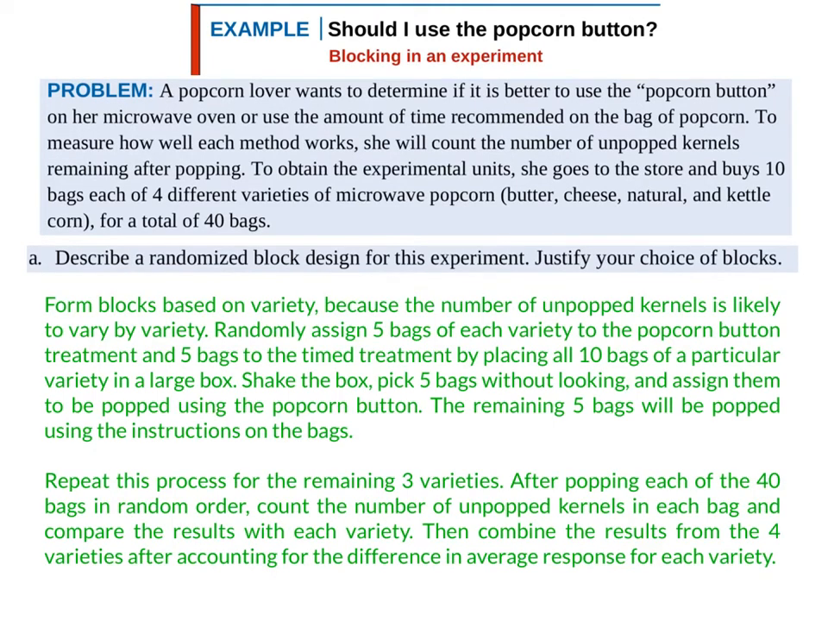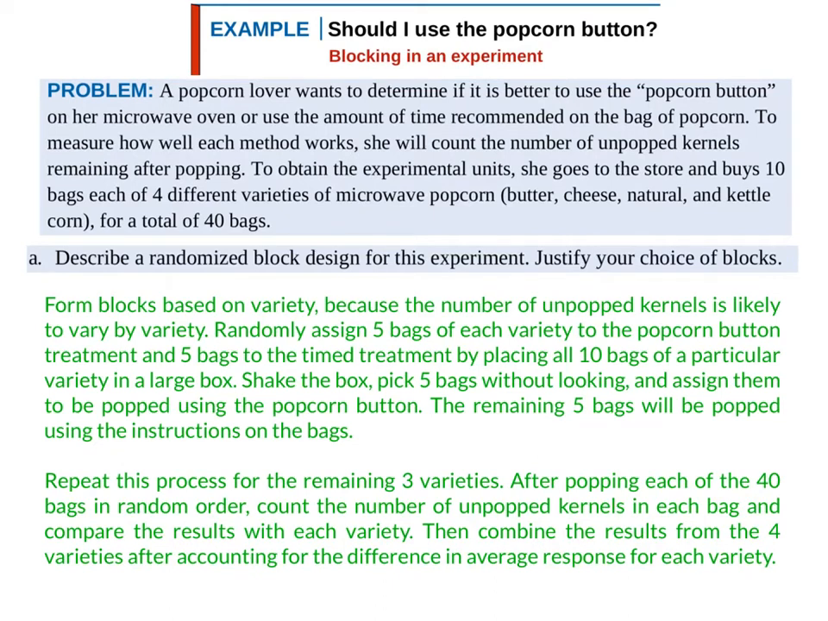Here we go. So we're going to form blocks based on variety because the number of unpopped kernels is likely to vary by variety. Variety, again, is butter, cheese, natural, and kettle corn. So of the 10 in each variety, half of them, so 5 of the bags are going to get the popcorn button treatment and the other 5 are going to get the timed treatment. And we're going to place all 10 bags of a particular variety.